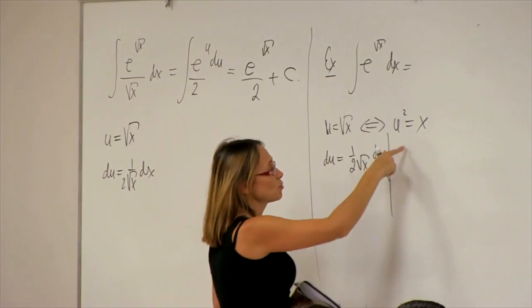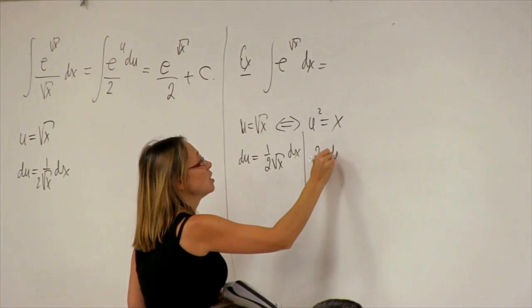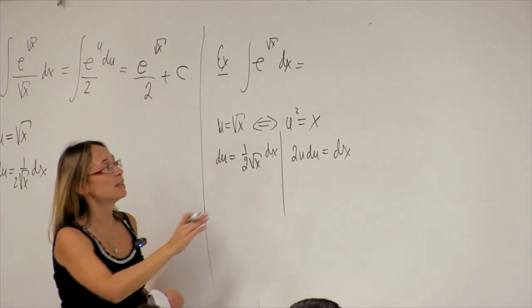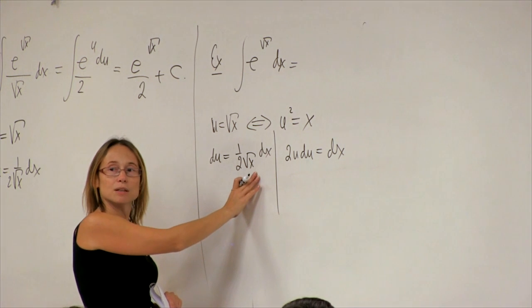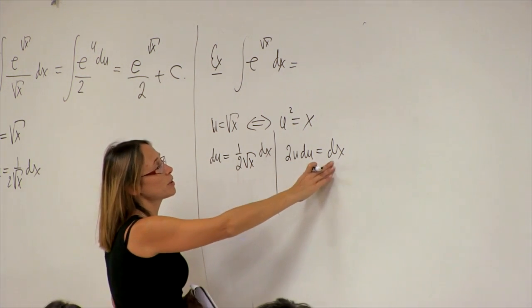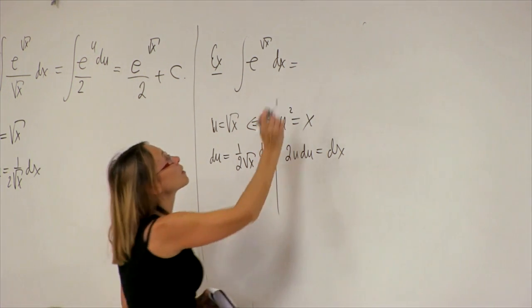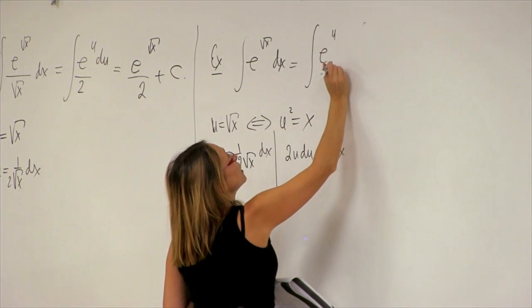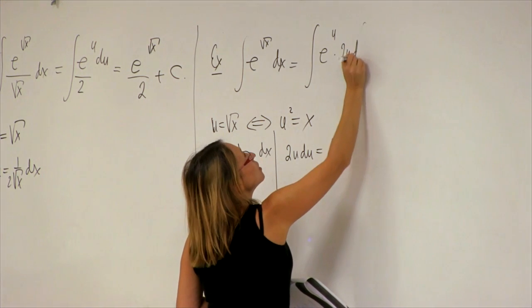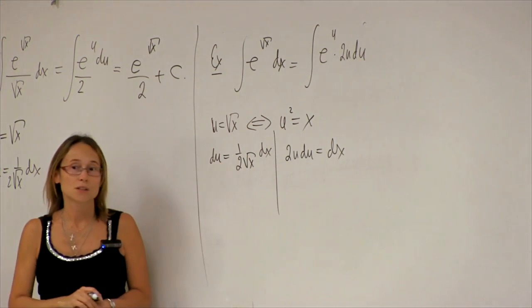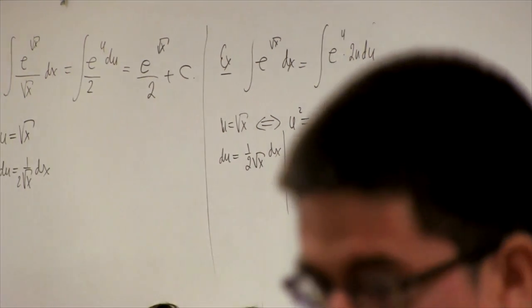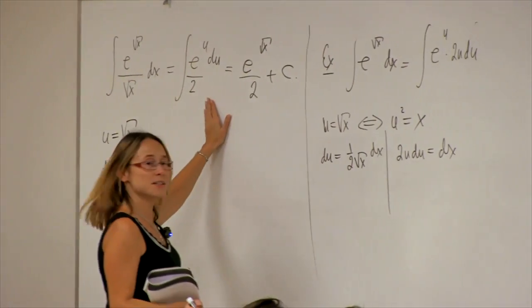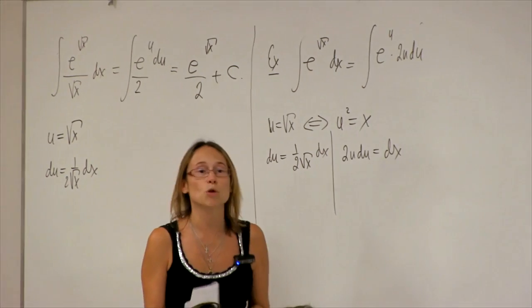Okay? So this gives me 2u du equals dx. This is a little bit nicer, although it's the same thing, if you think about it. This allows me to rewrite dx like this. Okay? So what do I get? I have e to the u, and I have 2u du. So I did manage to write the whole thing in terms of the new variable, except now it's not a very easy integral like this, but it's also pretty easy.